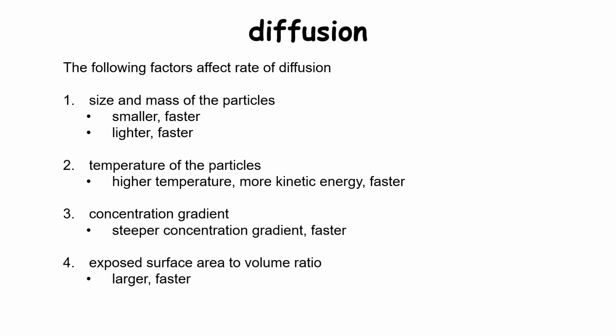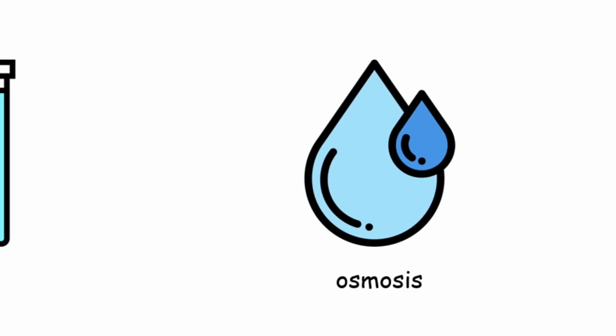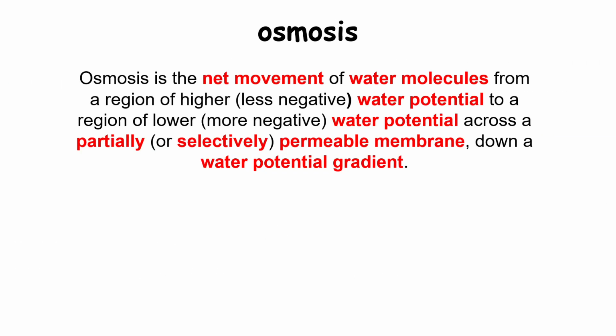Factors that affect the rate of diffusion are these four. The latter three are frequently applicable in questions on adaptation, while for size and mass, you should be aware that basic molecules can diffuse across a partially permeable membrane, while macromolecules cannot. Next, let's look at the net movement of the solvent molecules.